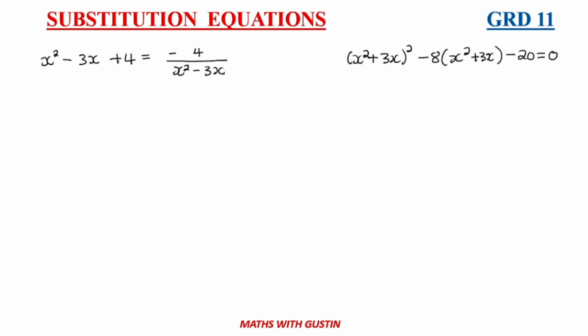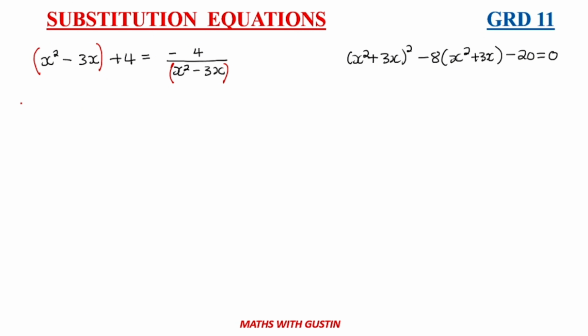Okay, so now what we have here is x squared minus 3x plus 4 is equal to minus 4 all over x squared minus 3x. This equation requires us to solve for x by substitution. If you have a look at this x squared minus 3x and also x squared minus 3x, the key here is that you must look at whether you've got something that is the same in the equation or repeating itself.